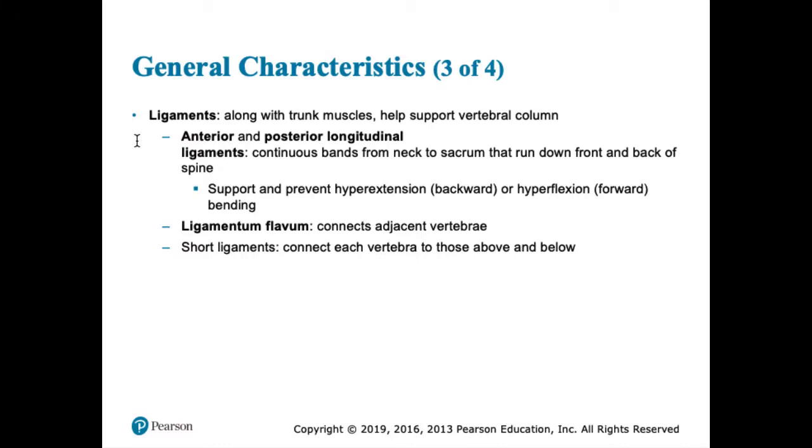Ligaments, along with trunk muscles, help support that vertebral column. Anterior and posterior longitudinal ligaments are continuous bands from neck to sacrum that run down the front and back of the spine. They support and prevent hyperextension backwards or hyperflexion forward bending. And the ligamentum flavum connects the adjacent vertebrae. So short ligaments connect each vertebra to those above and below it.